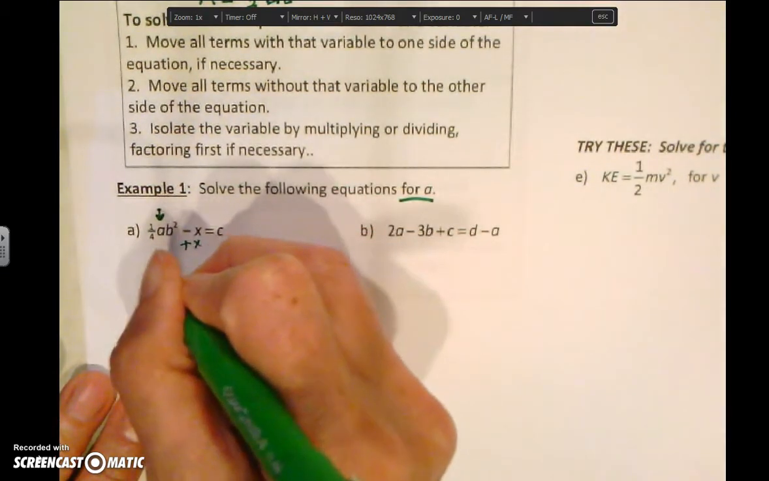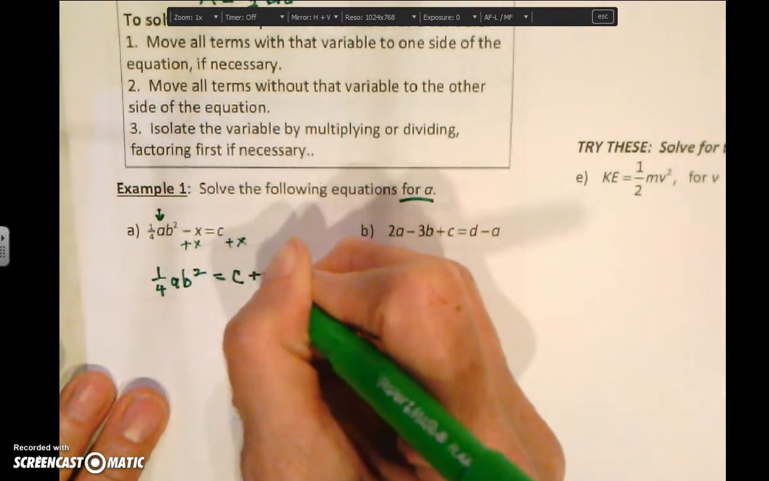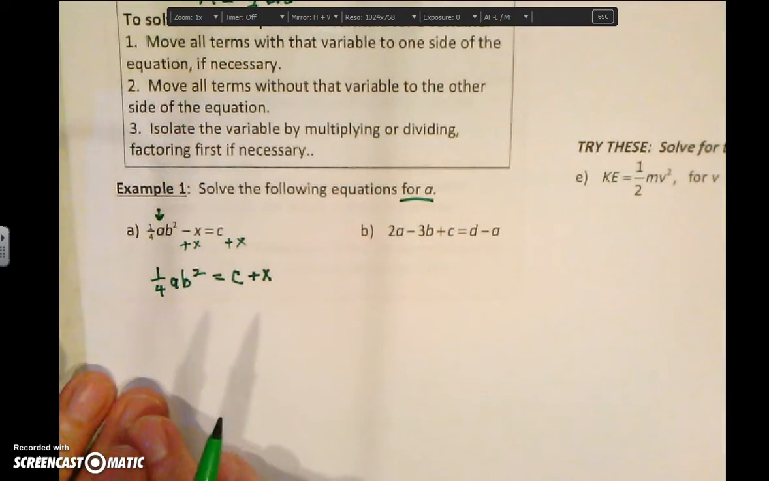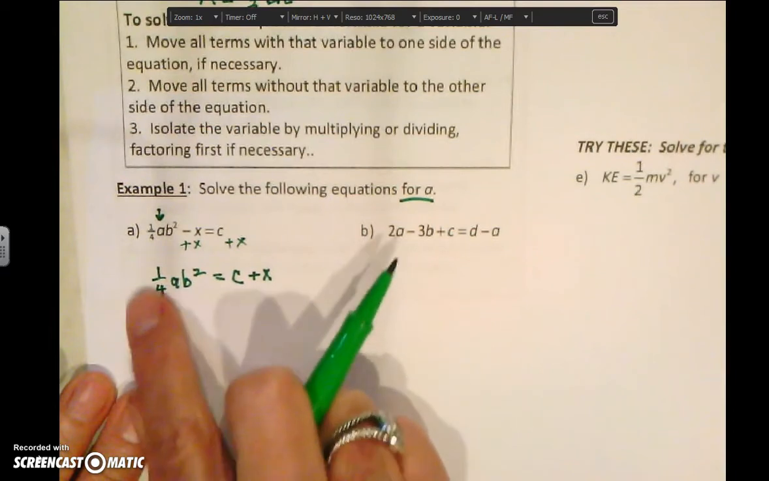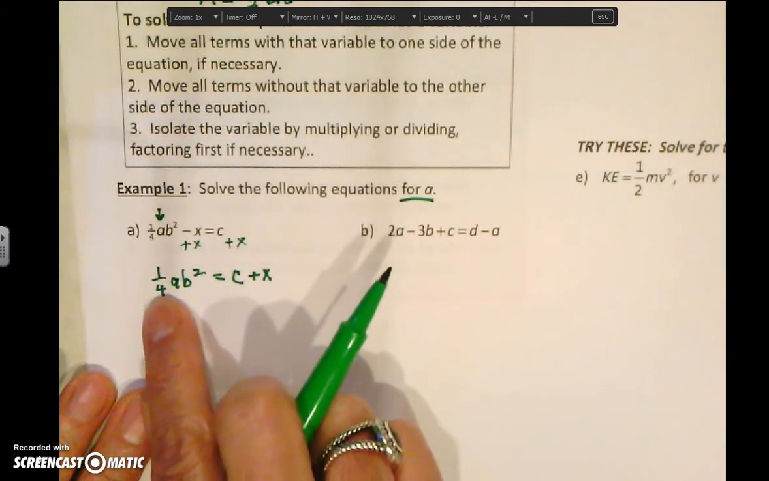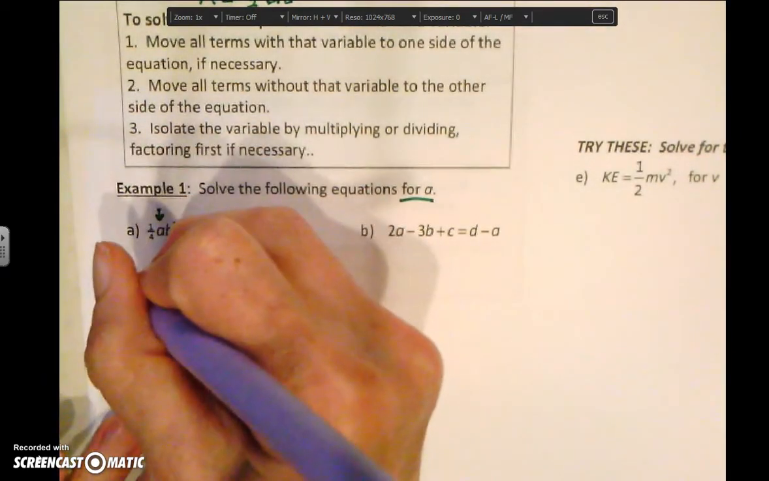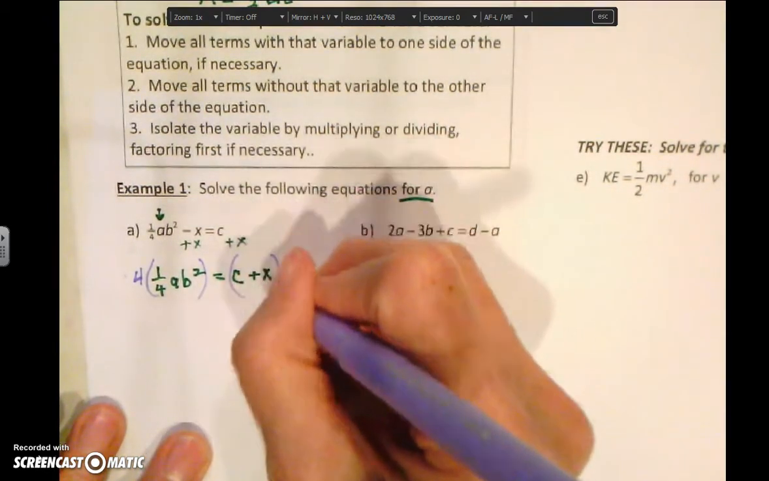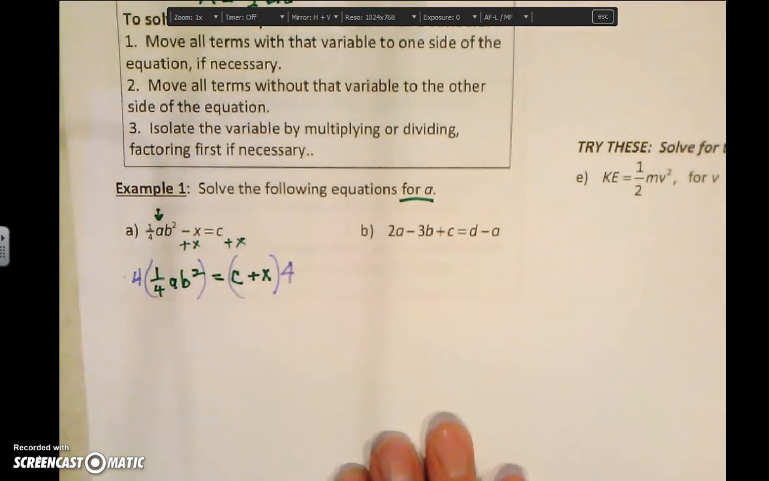So I end up with 1/4 AB squared is equal to C plus x, which we can't combine because they're not like terms. All right, so now we need to continue. We need to continue going and get this A alone. So we have to undo the numbers that are attached to it. I like to get rid of my fractions first. So I'm going to come in and multiply both sides by 4. I'm going to take my right side, multiply it by 4, and that's my left side, isn't it? And then my right side and multiply it by 4 as well.